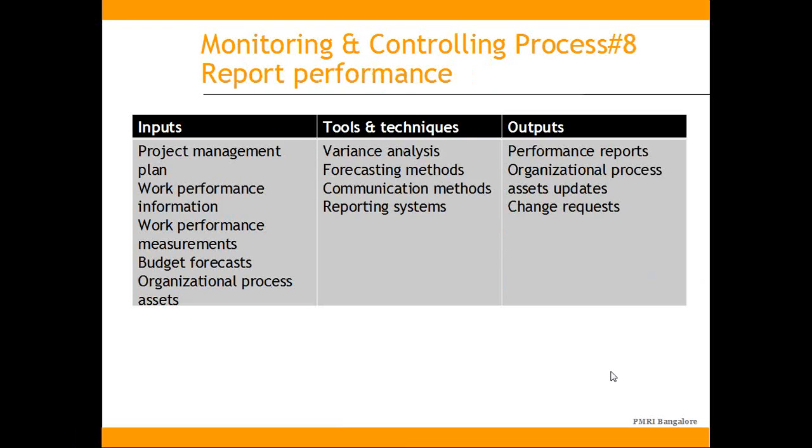Okay, then the next process is report performance. Again, the input side is project management plan, work performance information, work performance measurement, budget forecast, organization processes. Tools and techniques are variance analysis, forecasting methods, communication methods, reporting system. And the outputs are performance reports, organizational process assets, and change requests. Again, here we have discussed most of these things in the previous sessions.